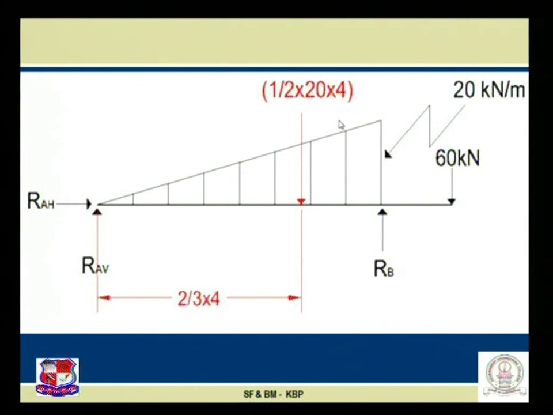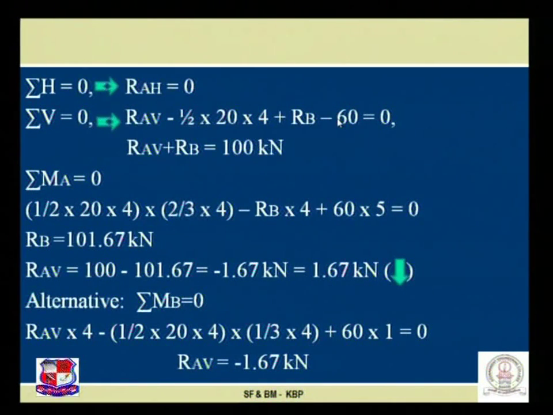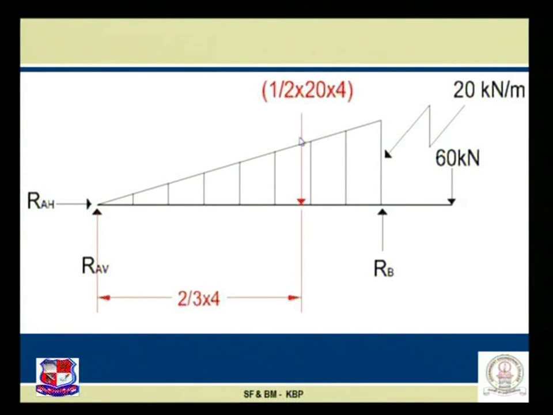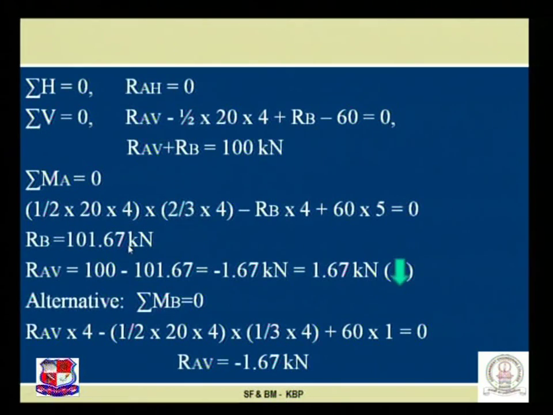So now let us find the support reactions. Step number 1, sigma H is equal to 0. Now refer to the previous figure. Here all the external loads are of vertical nature, so there is no horizontal load acting on this particular system, hence RAH is equal to 0. That we achieve over here. Refer, RAH is equal to 0.